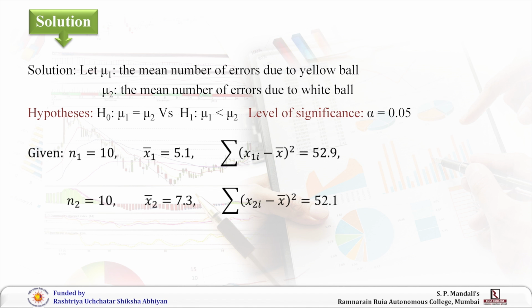So, the hypothesis to be tested is H0: mu1 equal to mu2 against H1: mu1, that is the number of errors due to the yellow ball, is less than mu2, the number of errors due to the white ball, at 5% level of significance. The sample sizes are the same in each case, that is 10 and 10. The sample means and the sample variances calculated for the given data are as follows.